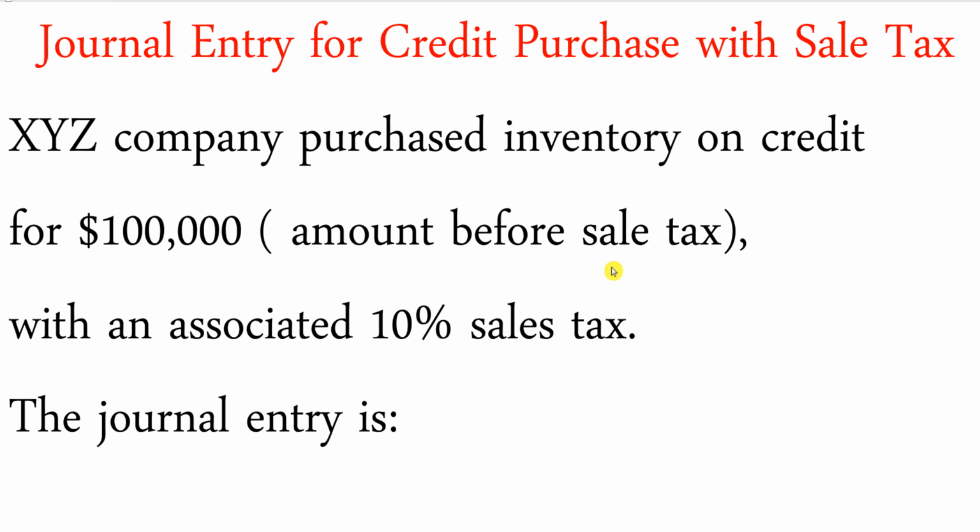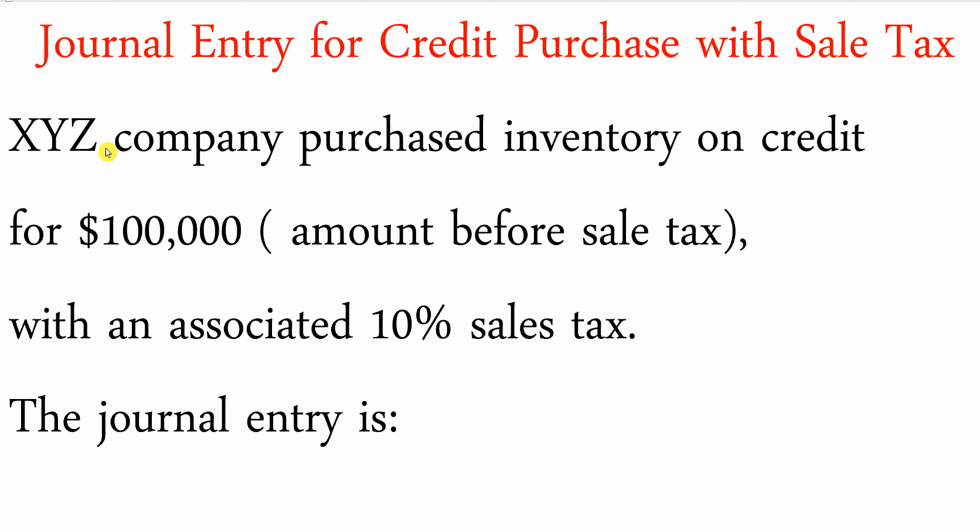Hi everyone, today we learn how to make a journal entry for a credit purchase with sales tax. Sometimes we purchase inventory or service from our supplier, and the supplier charges tax from us. That is called sales tax. Sales tax rate is different from one country to another country. For our example, we assume a sales tax rate is only 10%. So let's see our example together.